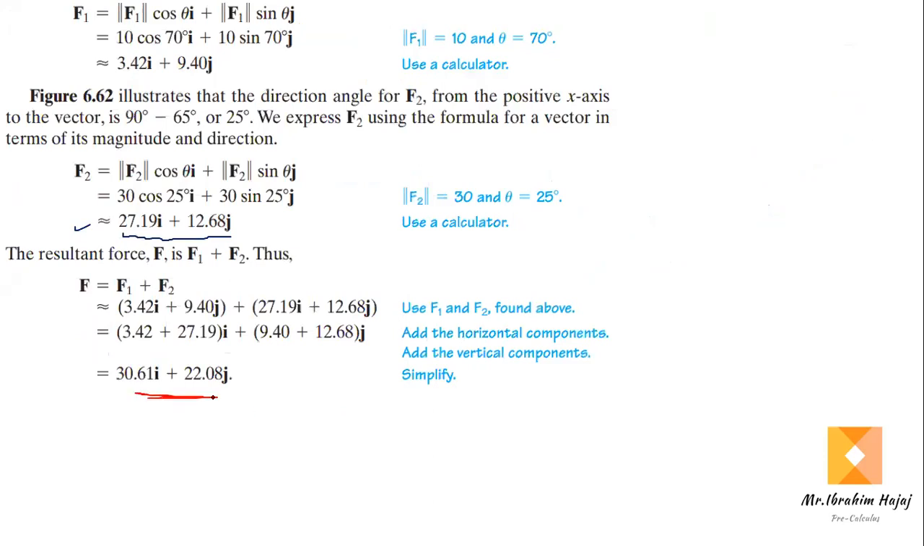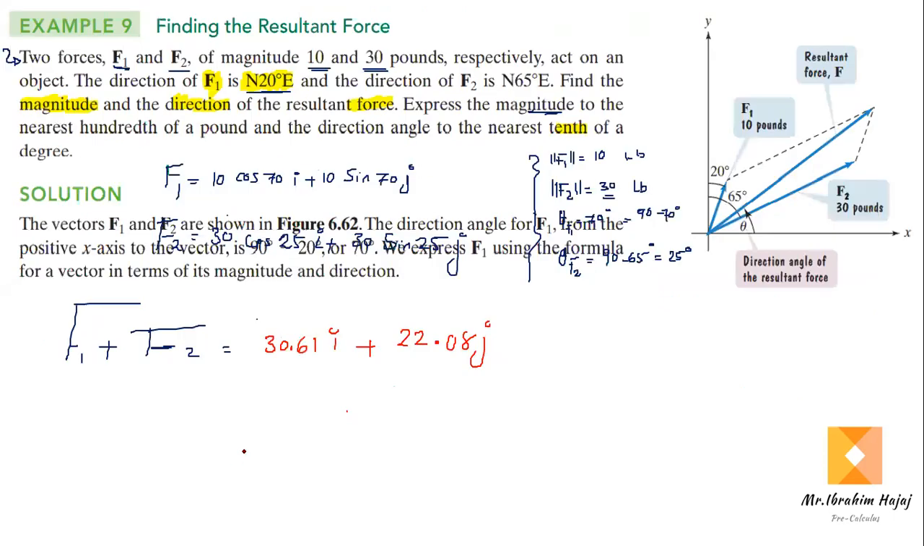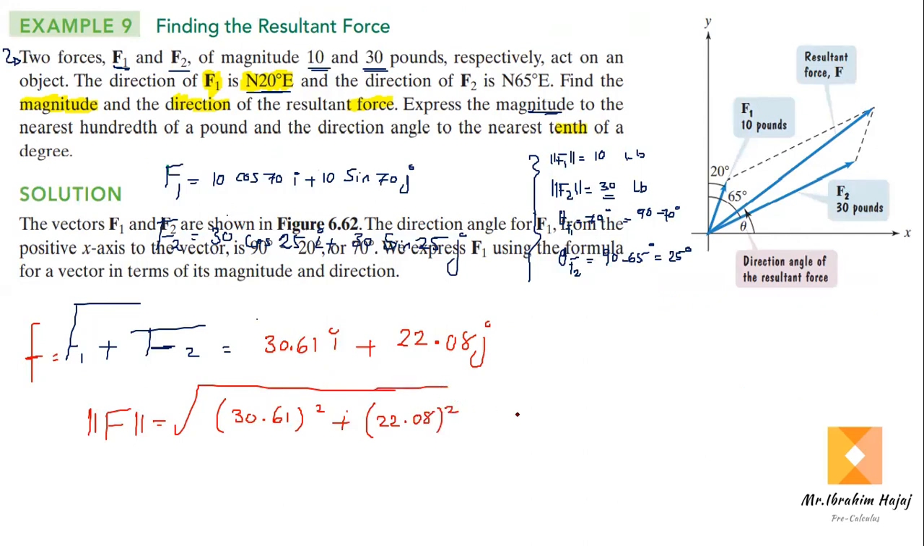Okay, now we still need to find the direction and the magnitude of the resultant vector. We find the magnitude by the square root of 30.61 squared plus 22.08 squared. It comes out around 37.74.